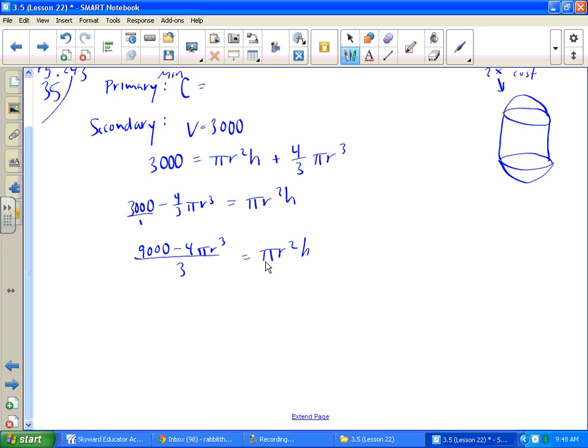Okay, instead of dividing by pi r squared, couldn't I multiply by 1 over pi r squared? So let's do that just so it's a little easier to see where this goes. So 1 over pi r squared. Isn't that going to just put pi r squared in the denominator here? Okay, so my h here is equal to 9,000 minus 4 pi r cubed over 3 pi r squared. So this is the equation I'm going to be plugging into the primary.